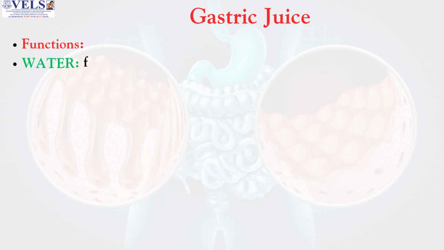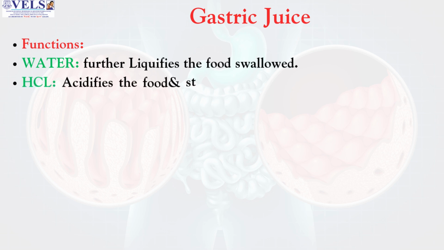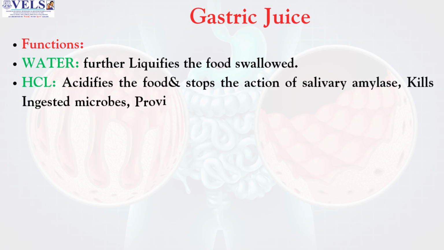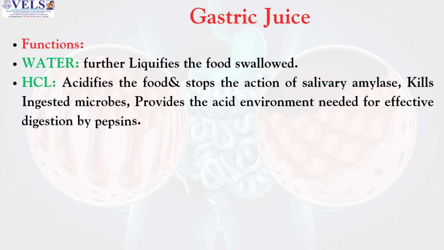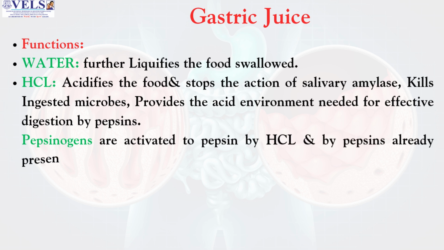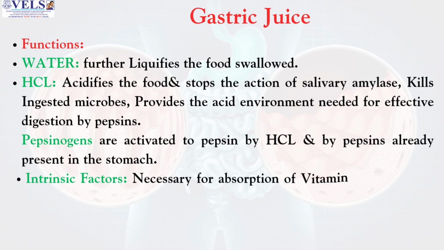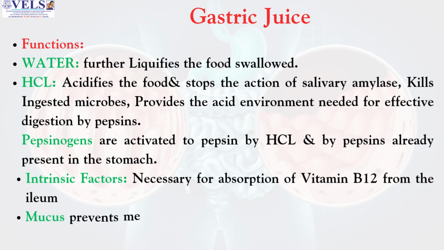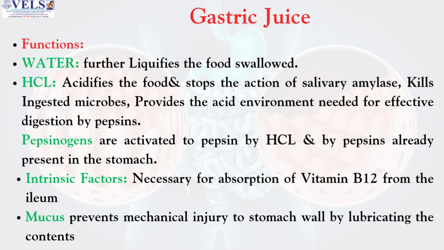Functions of gastric juice. Water further liquefies the food swallowed. HCl acidifies the food and stops the action of salivary amylase, kills ingested microbes, provides the acid environment needed for effective digestion by pepsins. Pepsinogens are activated to pepsin by HCl and by pepsins already present in the stomach. Intrinsic factor is necessary for absorption of vitamin B12 from the ileum. Mucus prevents mechanical injury to stomach wall by lubricating the contents.